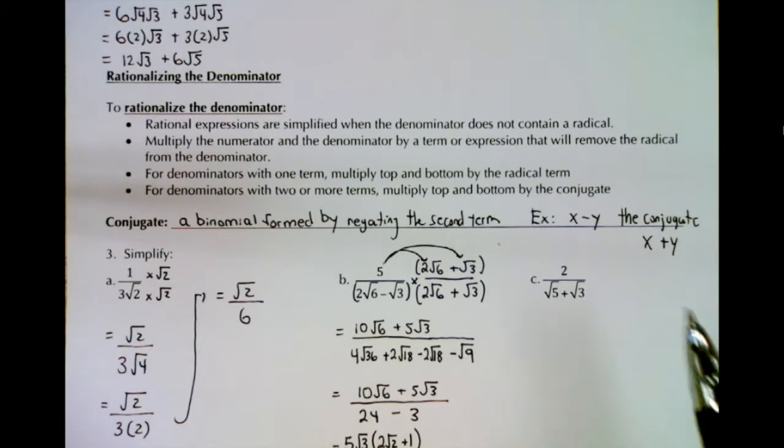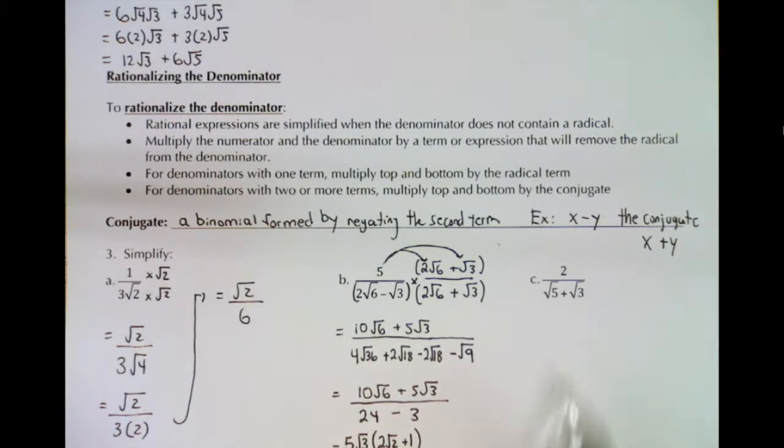All right, I'll leave C for you to try on your own. We have 2 terms in the denominator, so we're going to multiply by the conjugate. Okay? Remember, the conjugate will be these same 2 terms with opposite sign. See if you can come up with the right answer. Check your answer on the course website.